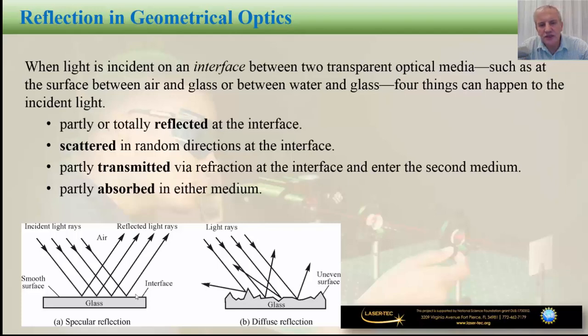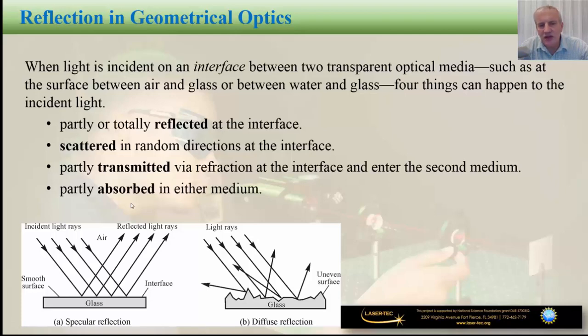And then there's also transmission, meaning the light is entering the second medium. In this case here, we have light coming from the air, and it's going to be entering the glass, and that's so-called transmission. That's also related to the concept of the bending of light or refraction. And finally, the light is going to get absorbed in each medium. So that's another way of light interacting with the medium, where the intensity of light is being reduced.